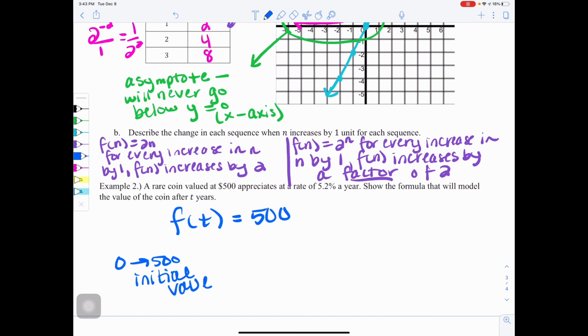Our rate, remember, needs to be changed to a decimal. So 5.2% means you need to back that decimal up 2 spots, and we want to do 1 plus the rate. So 1 plus 0.052. And then we're going to raise it just to the t. And again, not t minus 1 because we're not using the first term. We're using what's across from 0, or the initial value. So that would be a formula that would represent the situation. And that concludes your lesson on the power of exponential growth.